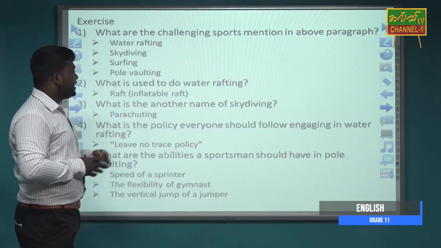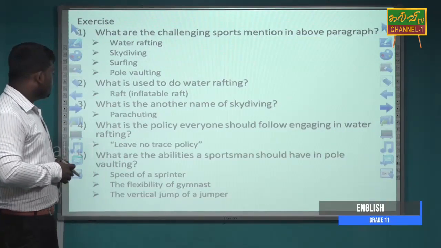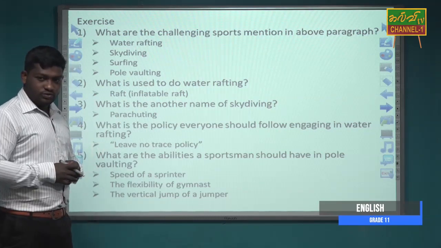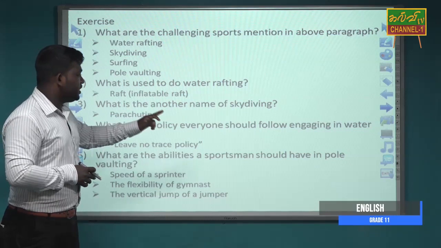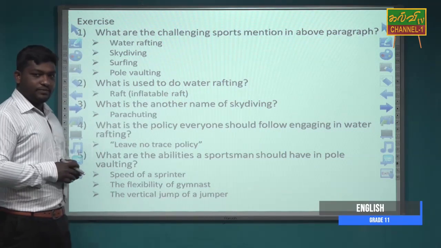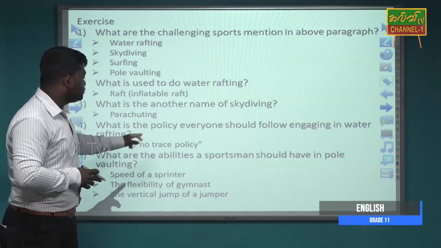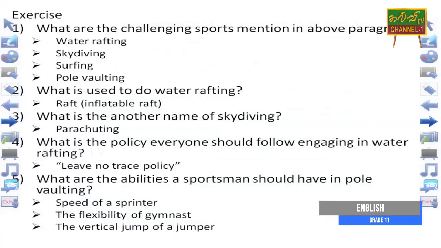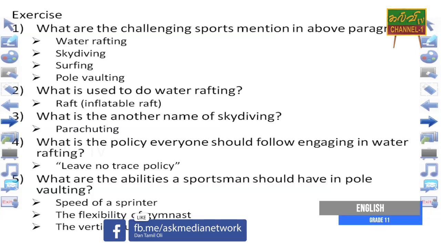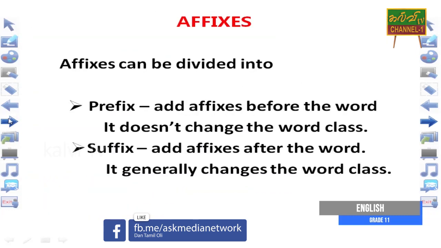What is the another name of skydiving? The another name is parachuting. What is the policy everyone should follow when engaging in water rafting? The policy is the leave no trace policy. What are the abilities a sportsman should have in pole vaulting? The abilities are the speed of a sprinter, the flexibility of a gymnast, and the vertical jump of a jumper. Here are some questions.